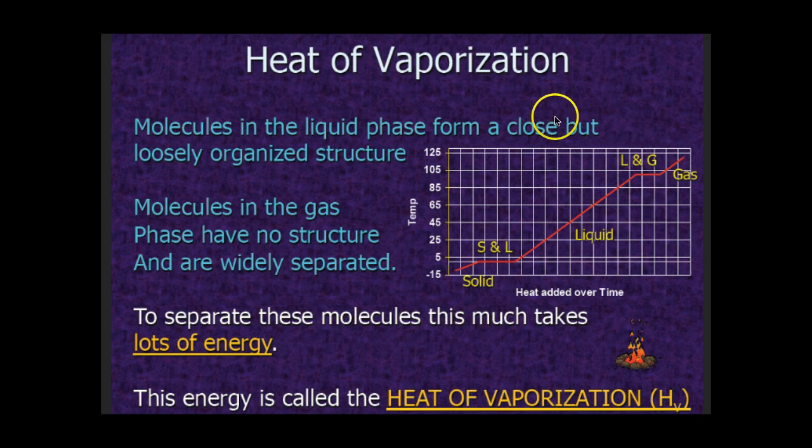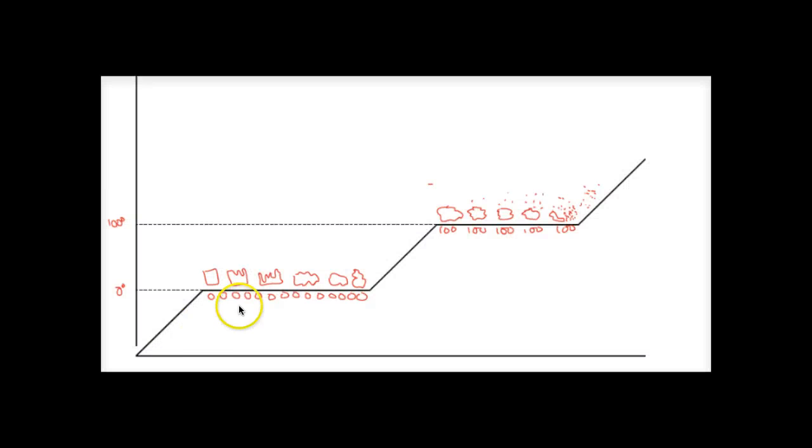So back to this slide, the heat of vaporization, which is what it's called when the molecules go from a liquid to gas, it takes a lot of energy to separate these molecules, and this energy is called the heat of vaporization, and we'll continue to talk about that. And take a moment to look at it from this perspective. We talked about how the solid changes to the liquid at 0 degrees, and now look, the liquid is changing to the gas, and it's 100 degrees. Any point on this line is 100 degrees.